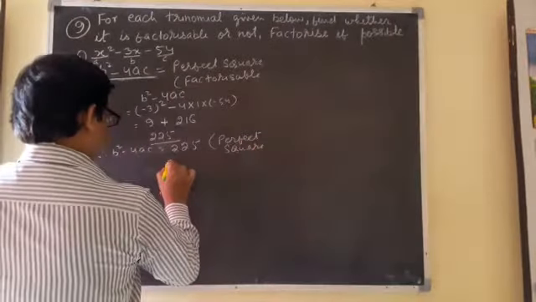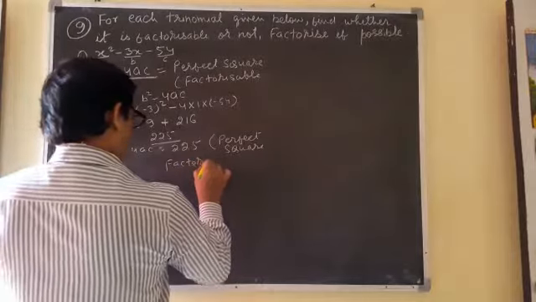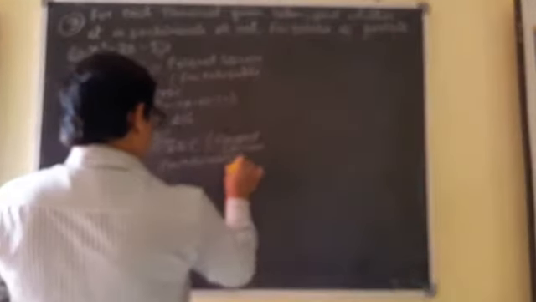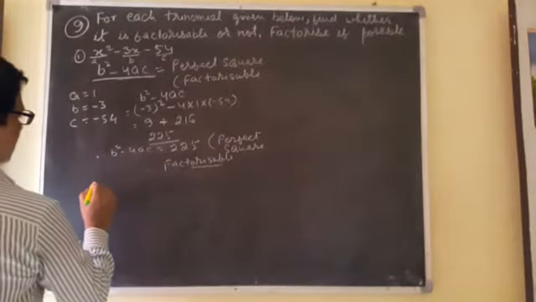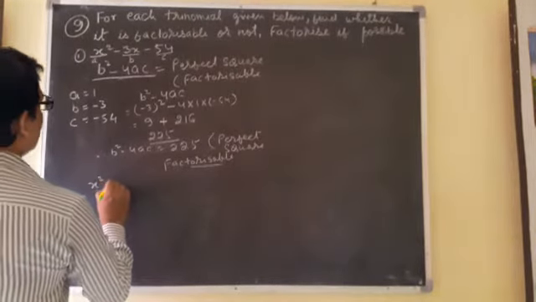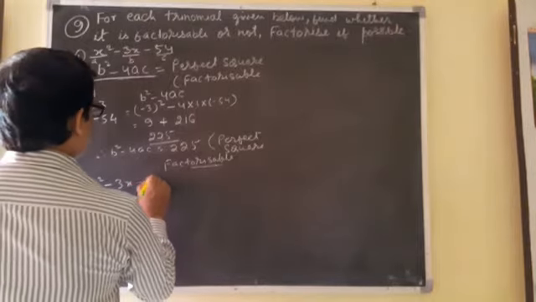So we can say that it is factorizable. So let us factorize this expression. How will we factorize? Let us see. x square minus 3x minus 54.